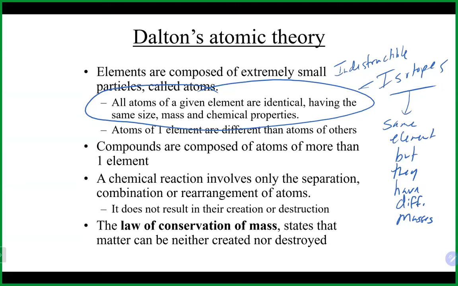Indestructible: you can, for example, change an element in a reaction, but it would have to be a nuclear reaction. In a nuclear reaction, you could change what's inside the nucleus, the protons and the neutrons, and what you start with and what you end with is completely different in terms of elements. In chemical reactions, like we talked about in this class, that does not happen.